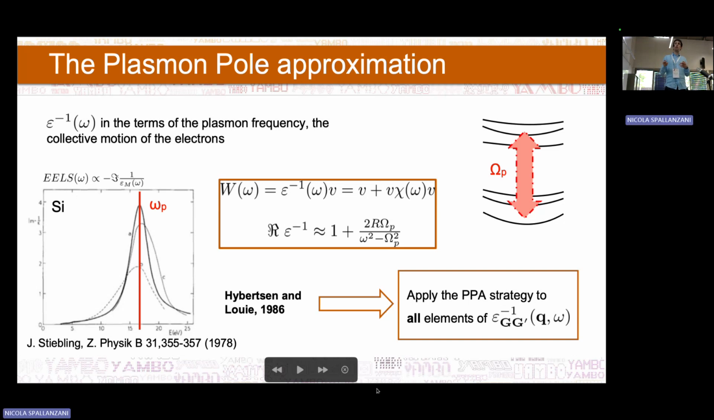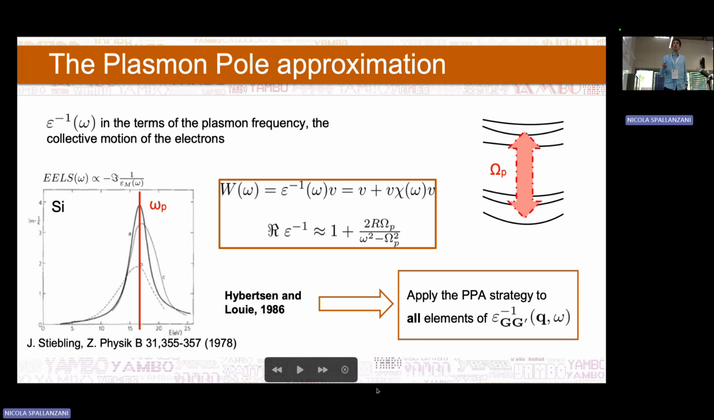So you assume that for all frequencies, for all the energies, you can treat epsilon minus 1 just using this plasma frequency. Okay, these are the expressions, basically you have the plasma frequency, and this is the resonance. And if you do the computation, we have one way of determining the two quantities.